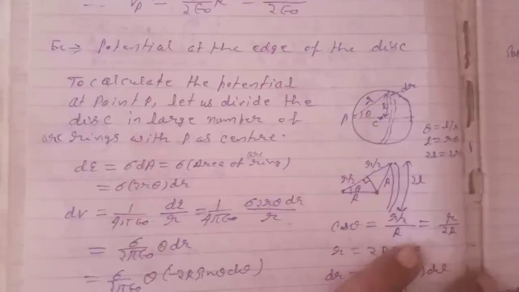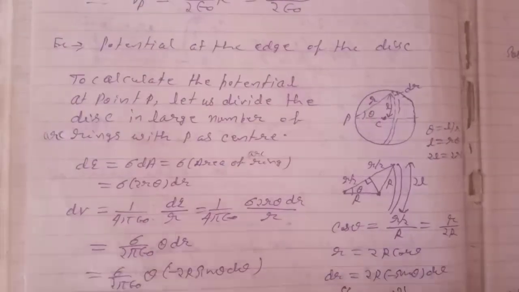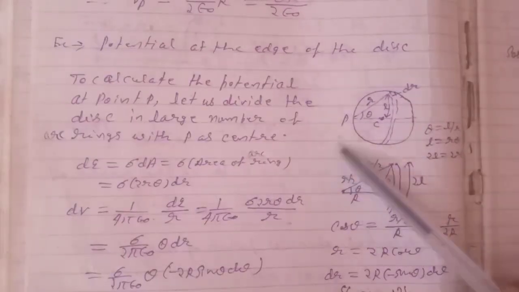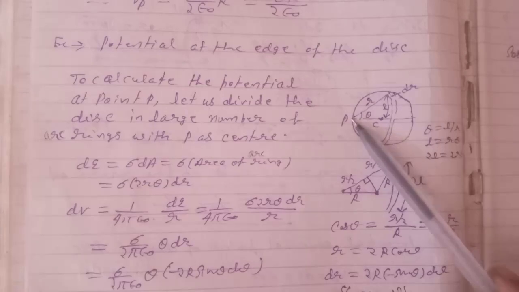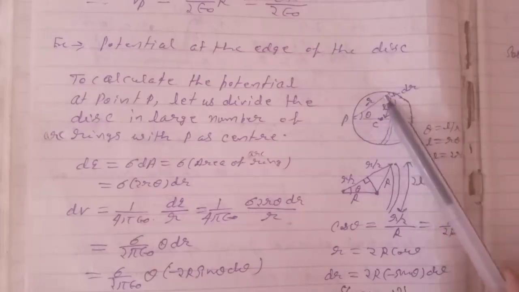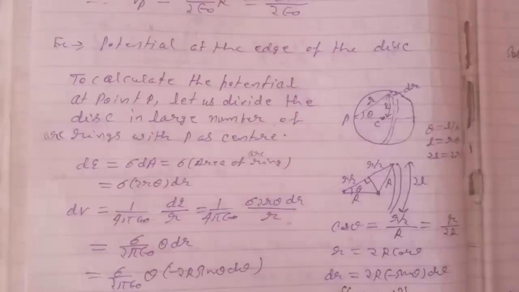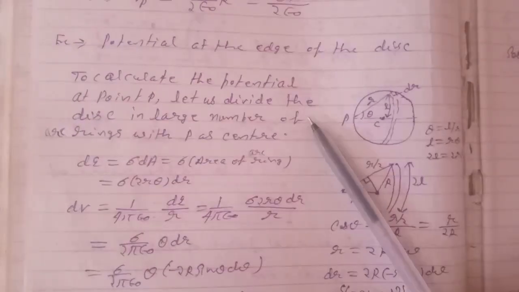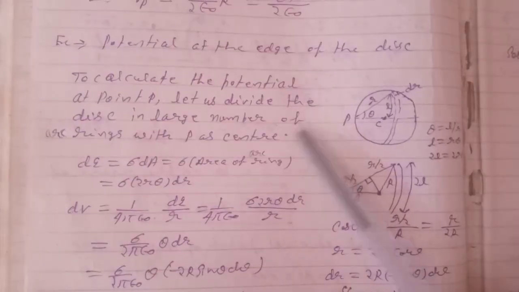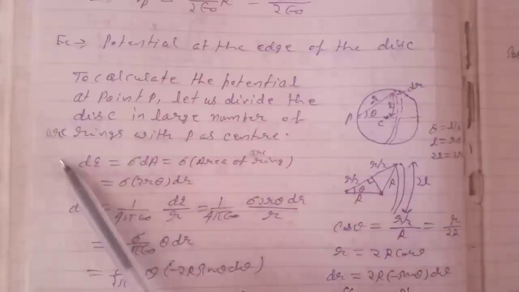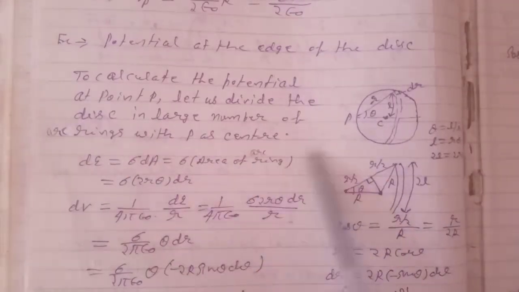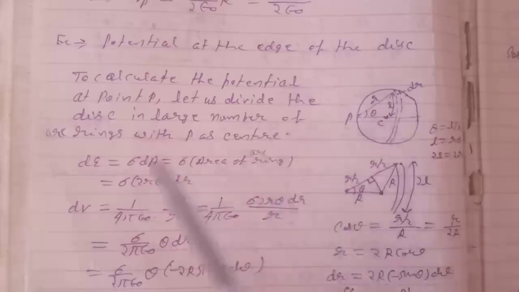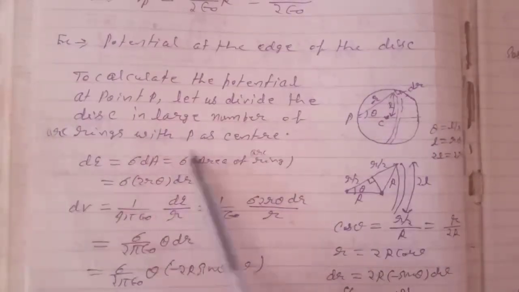Next, potential at the edge of the disk. Here a charge disk is shown, and we have to find the potential at any point on the edge, like this point, or another case may be like this point, anywhere on the circumference of the disk. So to calculate the potential at point P, let us divide the disk into a large number of arc rings with P as the center. This we have divided into arc rings, or arcs, with P as the center.